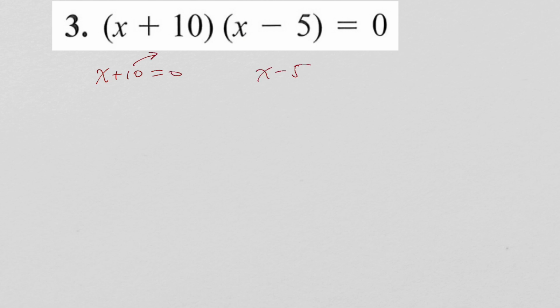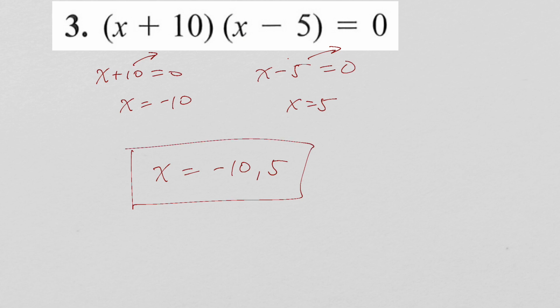So we bring this over by subtracting, and we get x is equal to -10. We bring this over by adding, and we get x is equal to 5, and we put our answer in one line like this, -10 and +5, and that's it.